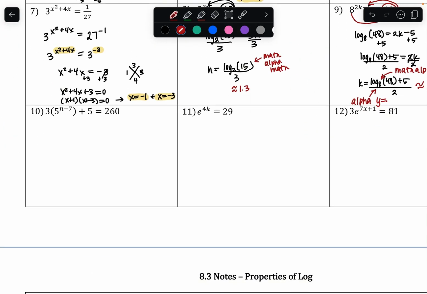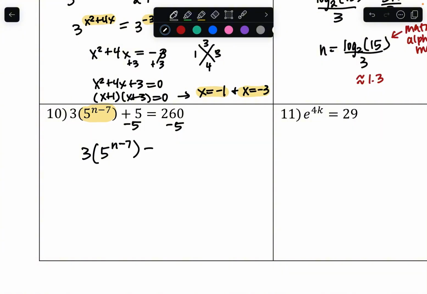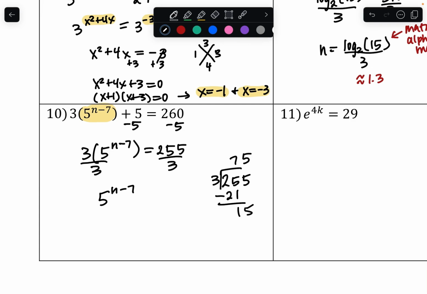Okay, for this next one, we have to first isolate our exponential expression. So our exponential expression, our base to the exponent, is right here. So we first have to subtract 5. So 3 times 5 to the n minus 7 equals 255. And then divide by 3. Divided by 3, 3 times 7, 21, subtract 75.